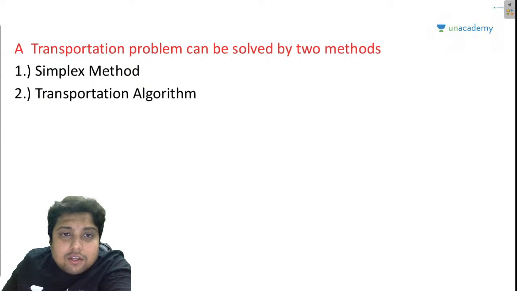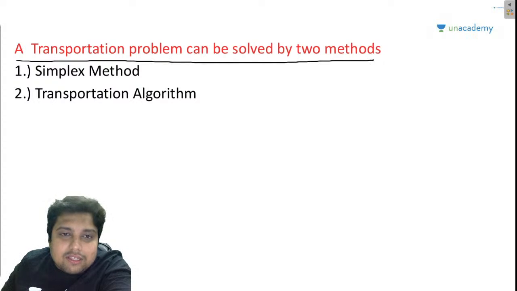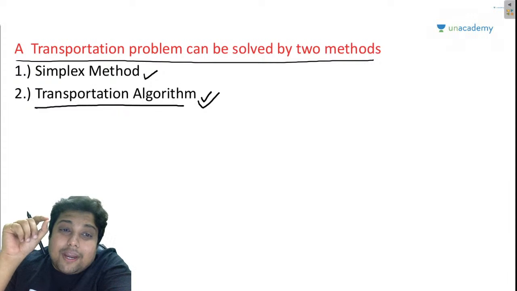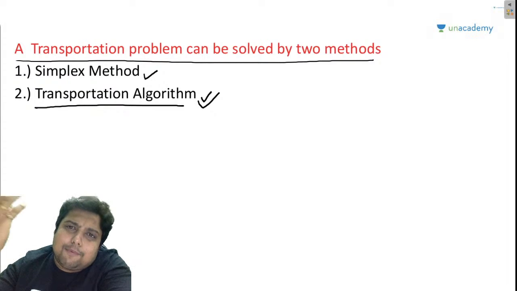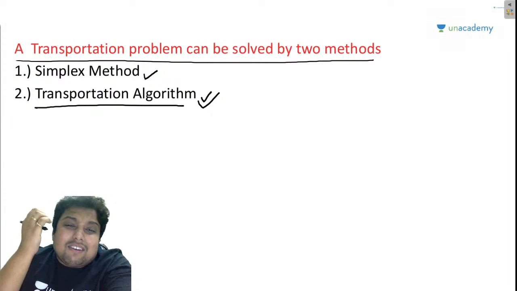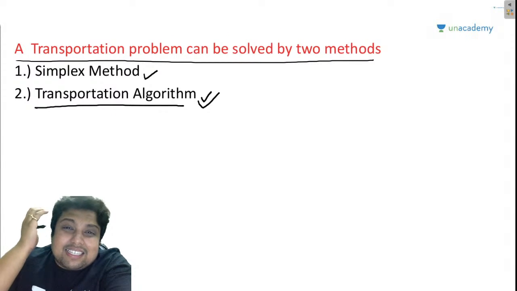So a transportation problem can be solved by two methods. One, the simplex method, but the other method, my friend, is the transportation algorithm, which is what we are going to study inside this chapter. This chapter is all about the transportation algorithm. We will study how we can solve a transportation problem, a special type of linear programming problem, using the transportation algorithm, which will save us time and unnecessary effort.